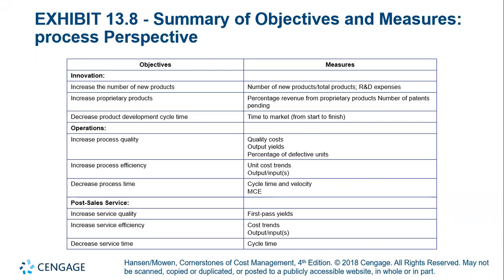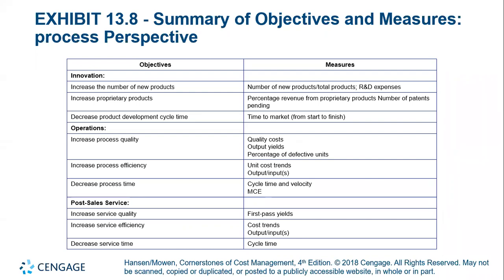Then for operations, increase process quality. Measures are quality cost, output yields, percentage of effective units. Then increase process efficiency. Now the measures are cost trends, output inputs. And we have now decreased process time. We have the cycle time and velocity and the MCE.